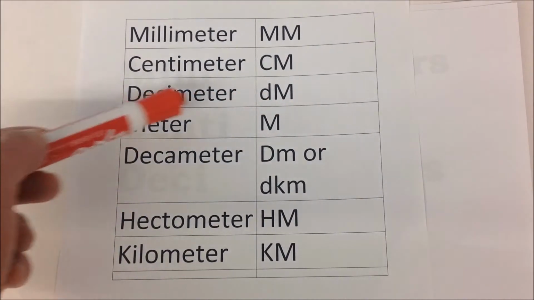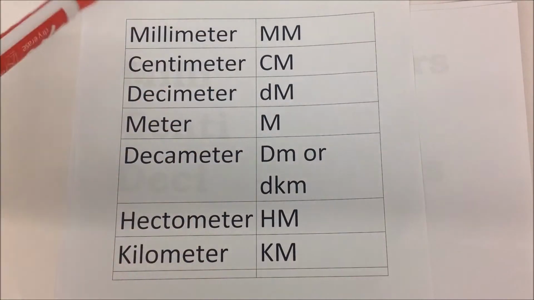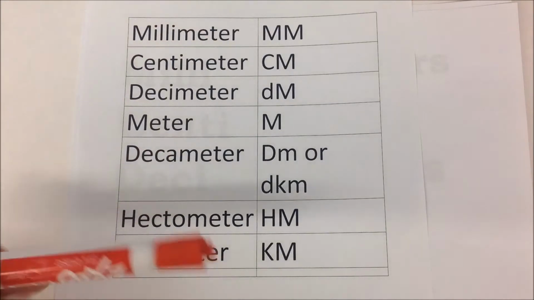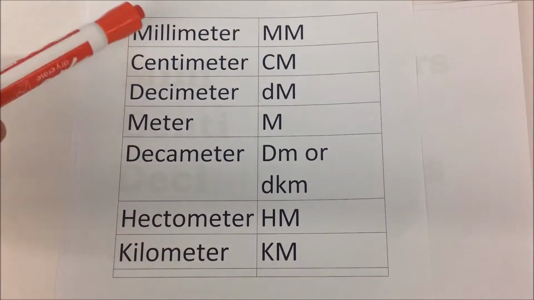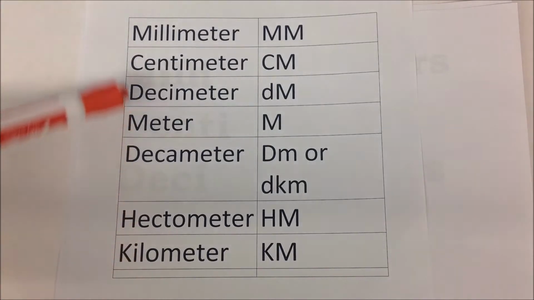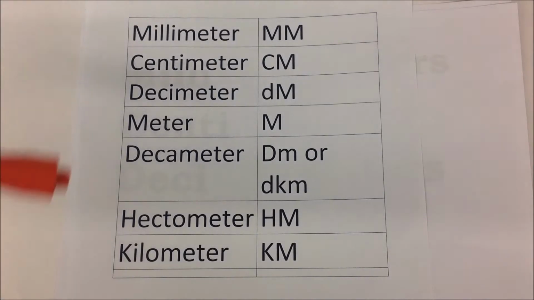Now again, meter could be liter and gram. We're just using meters right now. So again, just to review, we have millimeter, but it could also be milliliter and milligram, centimeter, centigram, centiliter, and so forth. So these are the prefixes. And with the metric system, it's all based on powers of 10. And we went over powers of 10 before. It's just using tens, right, when we use place value.